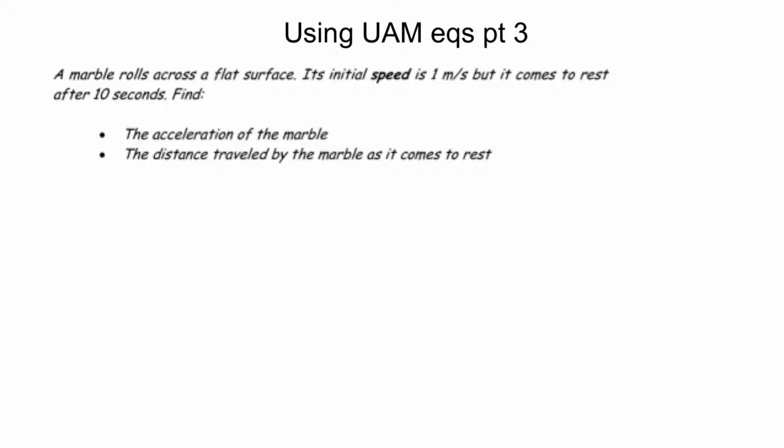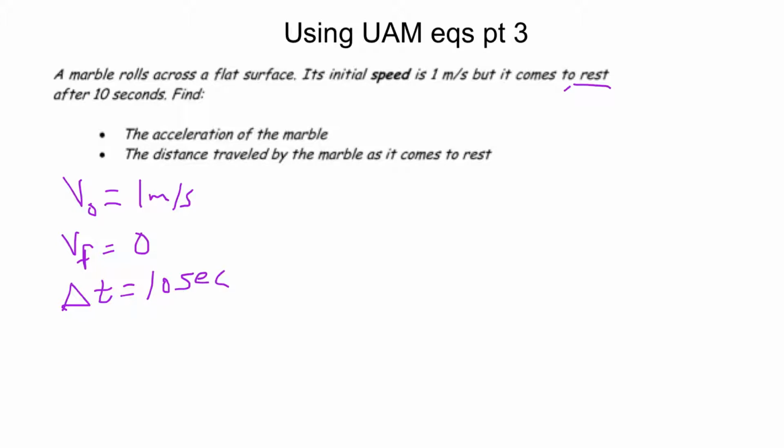Let's list the things that we know about the marble. We know the initial speed is 1 meter per second. We know that it comes to a rest. If it comes to rest, then that means that its final speed is 0. And we know the time interval is 10 seconds. Now let's list what we want to know. We want to know the acceleration, and we want to know what the distance is.